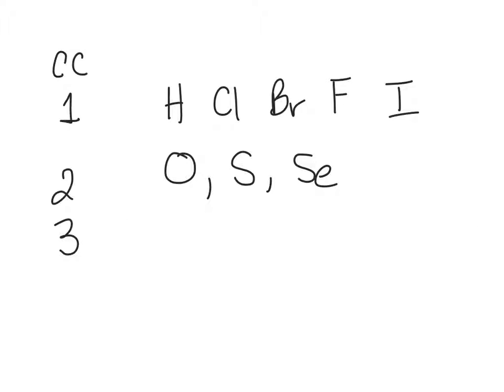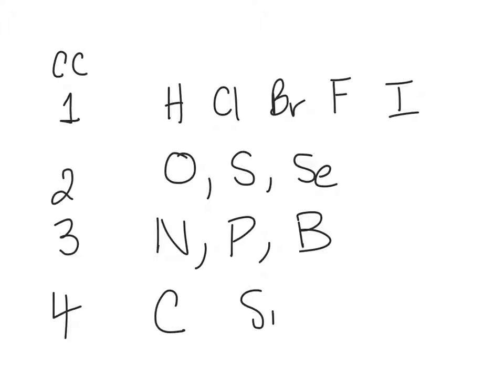Who makes three? Nitrogen. Phosphorus. One more. Boron is an exception to the rule, right? Makes three. Who makes four? Carbon. Silicon. Okay, we're going to leave it at that.